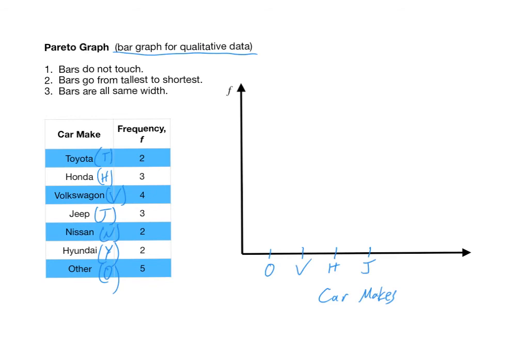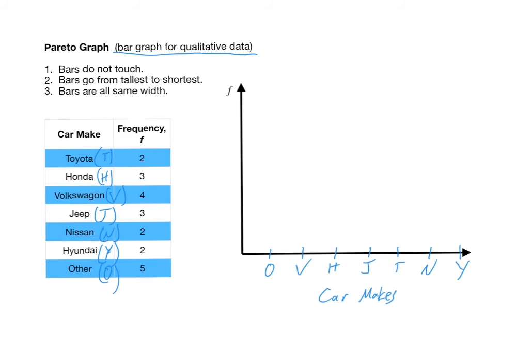And then notice there are 3 2s. You've got Toyota, Nissan, and Hyundai. So Toyota, Nissan, and Hyundai. And now we're going to draw bars at each of these names up to the height of the frequency. Well, we got to look and see what our frequencies are so we can create a scale on our vertical axis. Notice our highest one is 5.